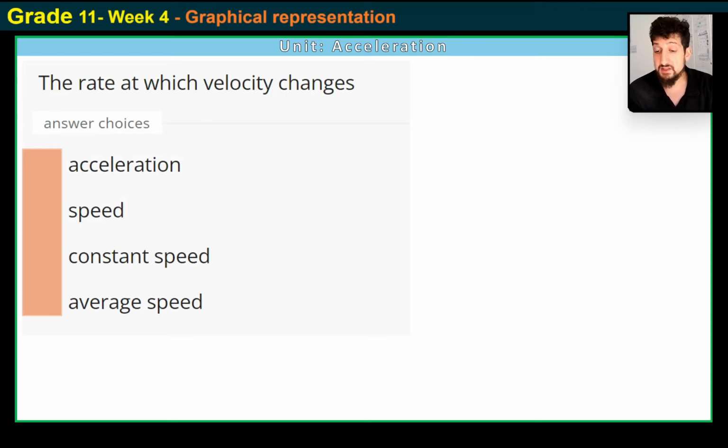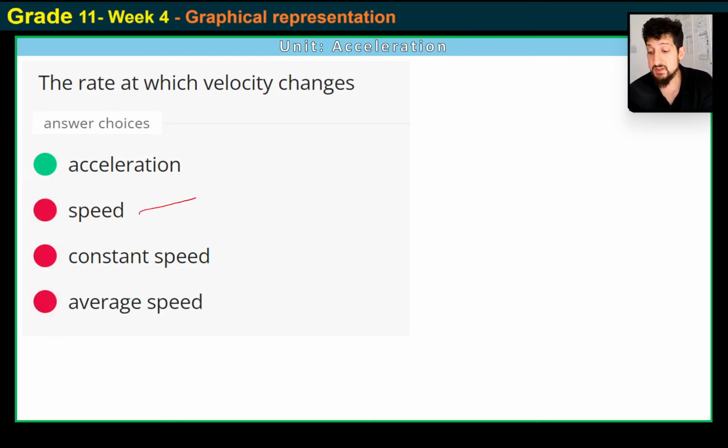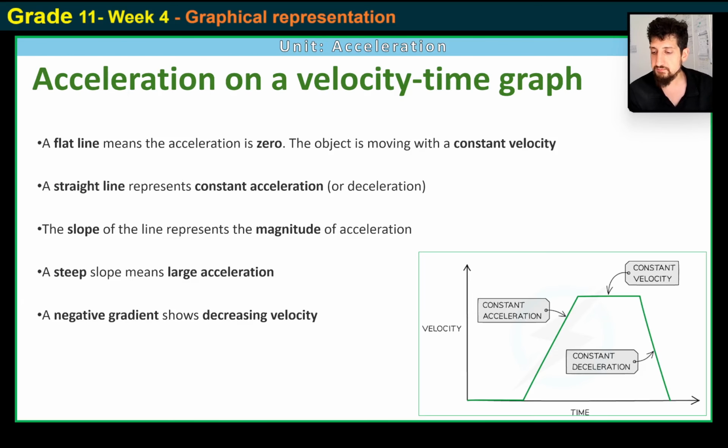The rate at which velocity changes. Well, hopefully by now, I want you to pause the video and I want you to answer this. Hopefully by now, all of you know the rate at which velocity changes is known as acceleration, right? Speed is distance over time. Constant speed means it is not changing. It is speed over time that is uniform. And average speed is total distance over total time. Okay, so that's what that means. But we'll come back to visit those a little later.